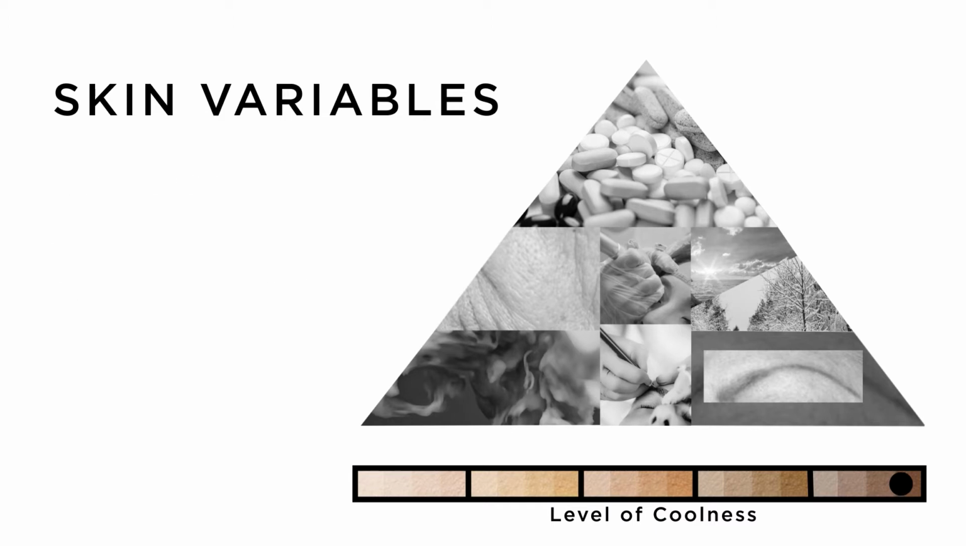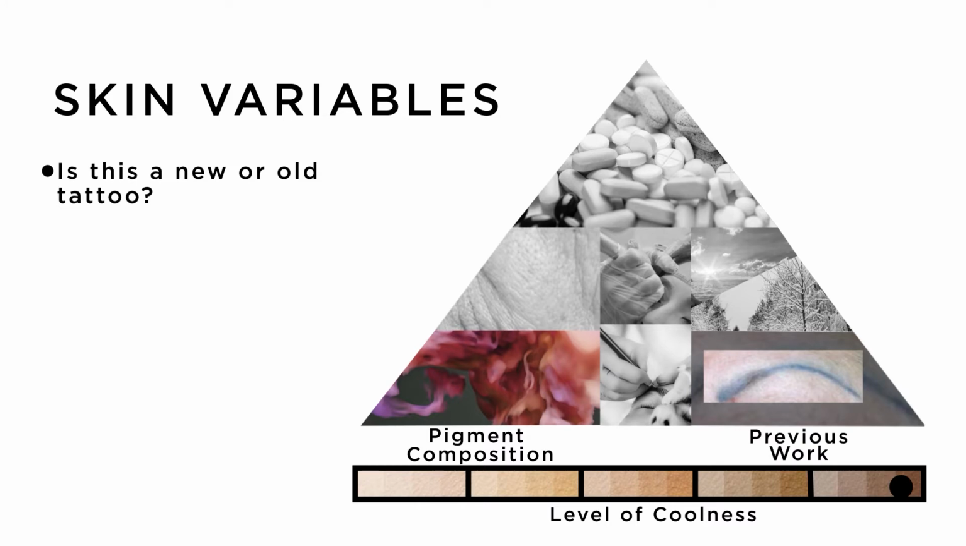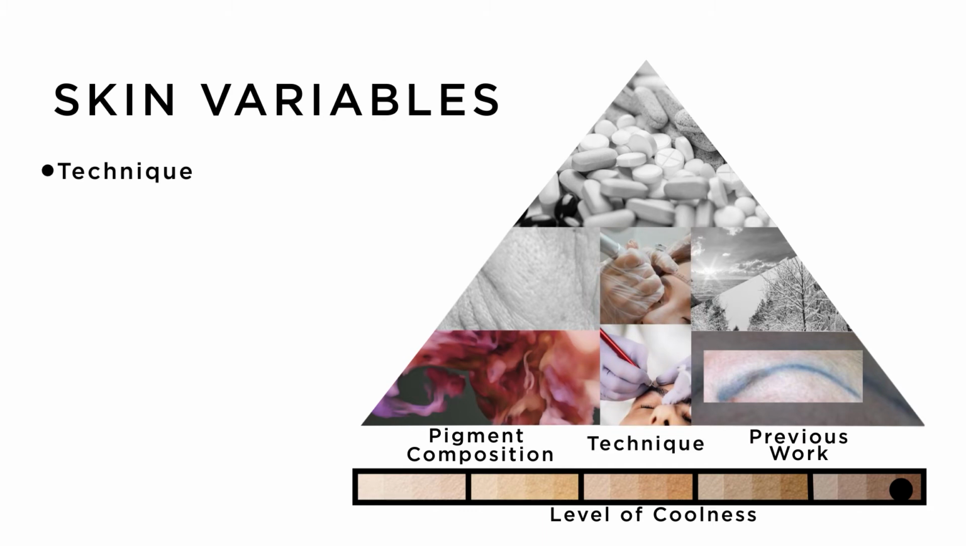Step 2. Pigment composition. Is this a pigment made of organic or inorganic pigment? This will change the intensity or density of the saturation required for the procedure. Also, as mentioned, how pigments will fade or break apart deep in the skin over time. Step 3. Does this client have any previous work, and is correction or removal recommended first before proceeding? If so, what is the level of saturation? Step 4. Technique. Is it being stained with a blade or pushed in with a machine?